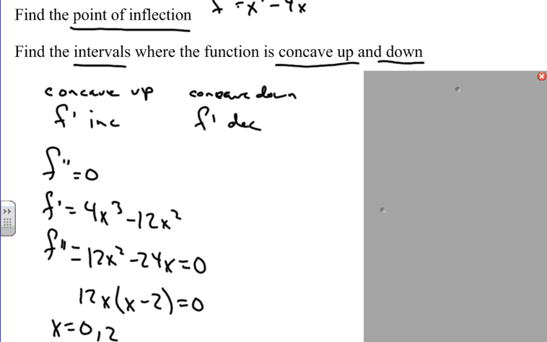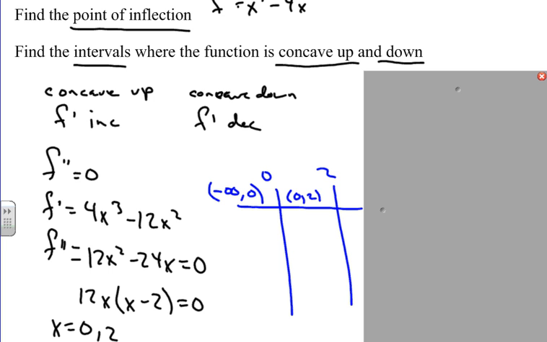All right, once we have that, we're going to create our sign chart, just like we did with our previous functions when we found when f was increasing and decreasing. Using these critical points, create a sign chart with the intervals negative infinity to 0, 0 to 2, then 2 to infinity. Now we're going to test the second derivative. Plugging in negative 1, we have a negative times a negative, which makes it positive. Plug in a 1, and we get a positive and a negative, which is a negative. Plug in a 3, and we get positive.